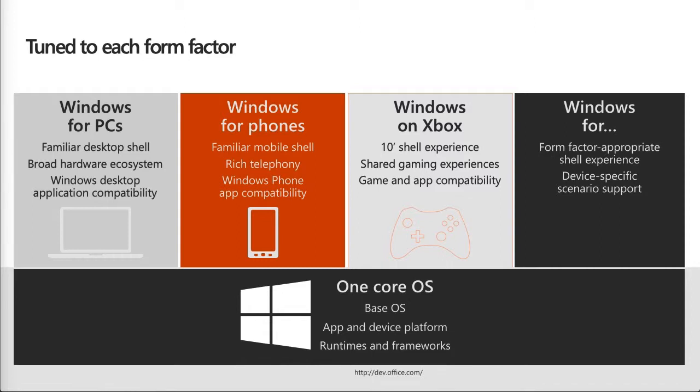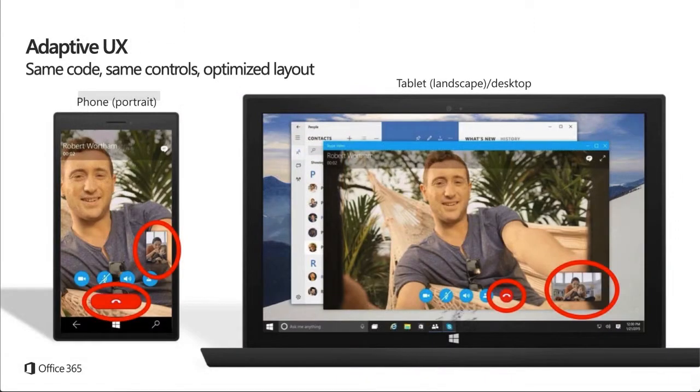All of this is based on one core operating system with a base OS, app and device platform, runtimes, and also different frameworks. If I talk a little bit about the adaptive UX that I mentioned earlier, what's nice about this is that you're going to be able to build the same code using the same controls, and they're all going to be rendered out based on the platform that you're currently on. In this case, you can see what looks like Skype running inside of a mobile device, as well as inside of a tablet or a Windows device. And you can see how the same code base is being rendered out in different ways.